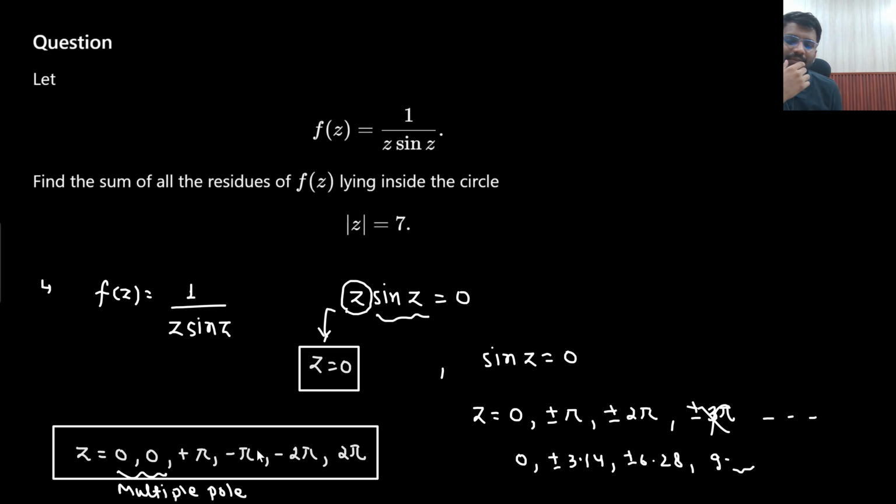Now what about the other points? Pi, minus 2 pi, all these points. All these are simple poles, right? Now our function is f of z equals 1 by z sin z. What I need to find out is the residue at z equals pi. This is what I am supposed to do.